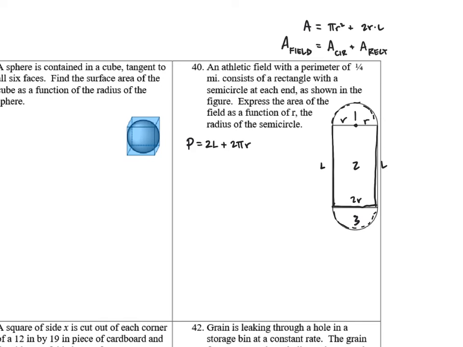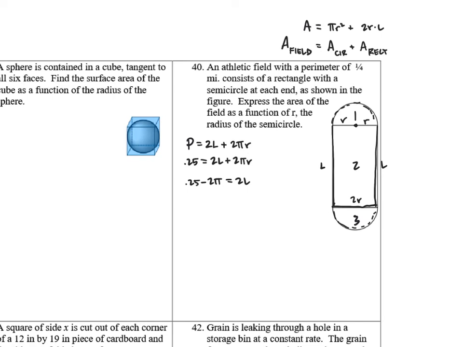Therefore, what I can do is eliminate p, because I know this value. So now I just have 2 variables, and I want to get rid of L. So I'm going to solve for L. That means I'm going to take 0.25, subtract 2 pi r. That gets me 2L alone, and now I'm going to divide by 2.